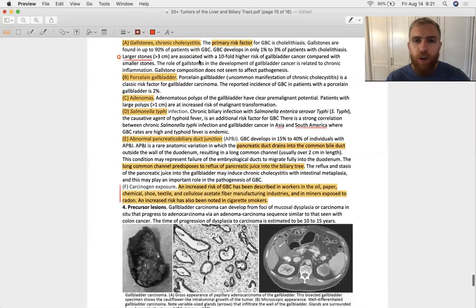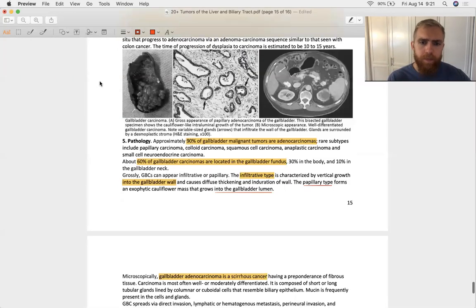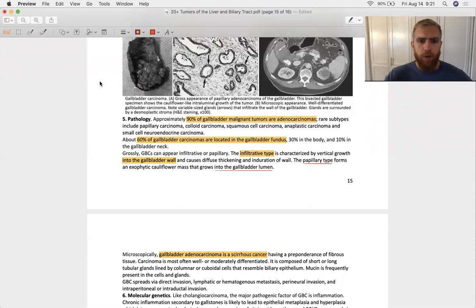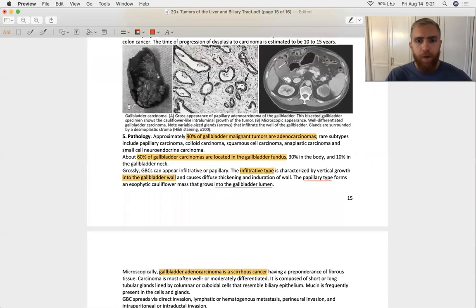The larger the stone is, the more likely you are to get gallbladder cancer. So what's the most important risk factor? Size of the gallstone, not just gallstones. Most of these are adenocarcinomas. They tend to be located in the fundus of the gallbladder, which is like the hat or the top of the gallbladder, the side that's farthest away from the duct.